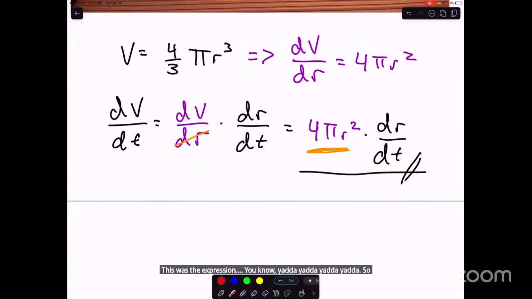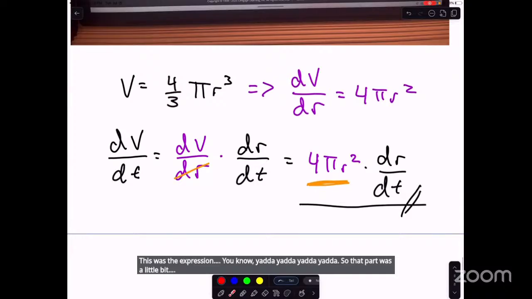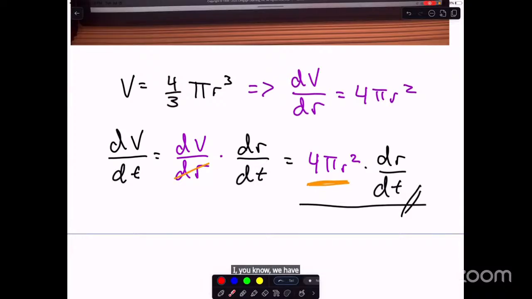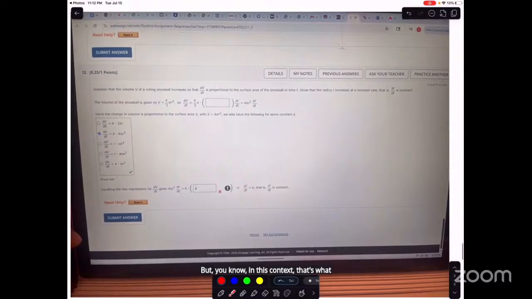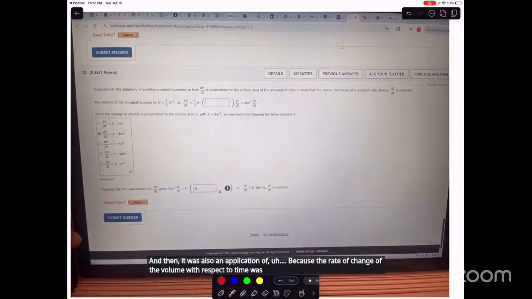I have some other examples that I feel are a better introduction to that. But in this context, that's what it was. And then it was also an application of the fact that the rate of change of the volume with respect to time was proportional to the surface area. So you got that one correct. So dV by dt equals k times 4 pi r squared.